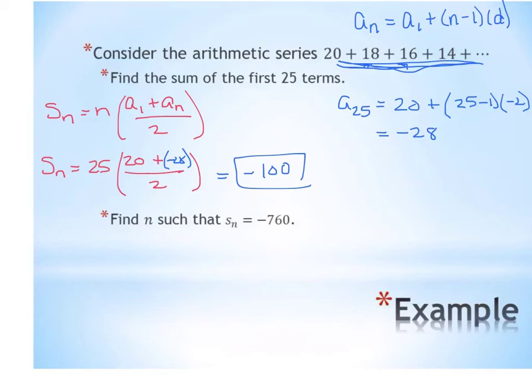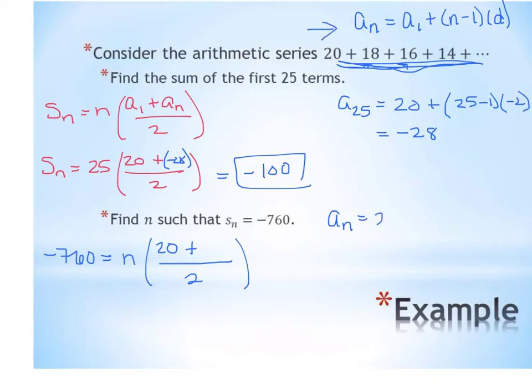Well, S sub n is on the left-hand side. So I would know that negative 760 equals n times, well, I know the first one is 20, but do I know the last term, right? Plus, do I know a sub n? Well, I don't, because I don't know how many terms I'm going out to. So we need to find a sub n. Well, a sub n is just my formula, right? Look up here, a sub n is just my formula.